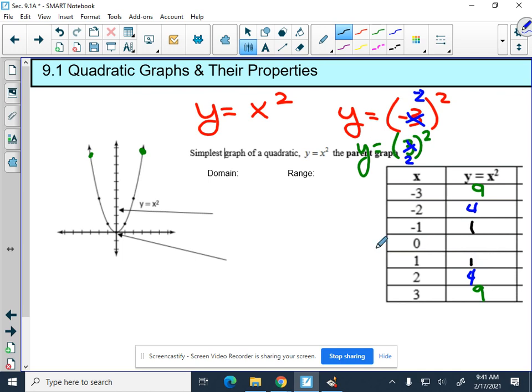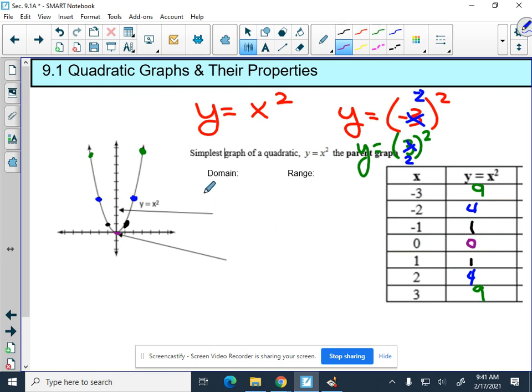Okay. Now, if we graph that, -2 up 4, +2 up 4, -1 up 1, +1 up 1. What happens if you take 0? 0 squared is 0. We land on 0. That graph there is what we call the parent function. It's the simplest graph of all parabolas.